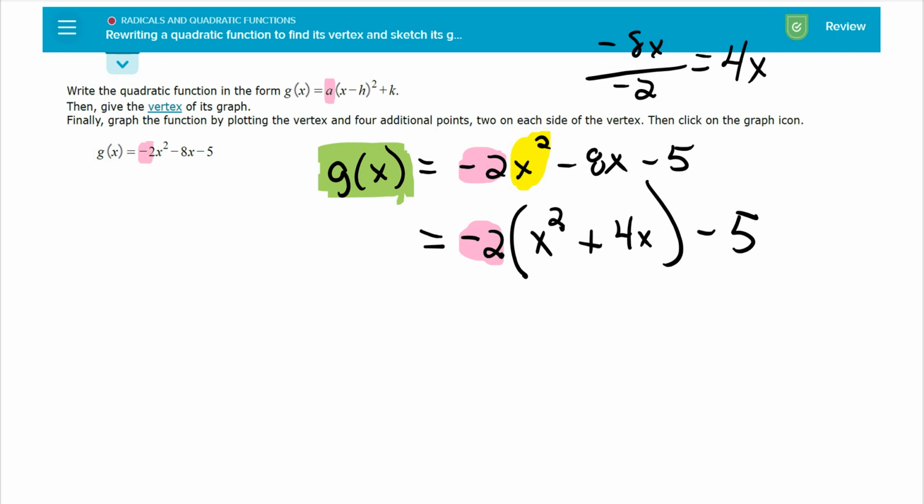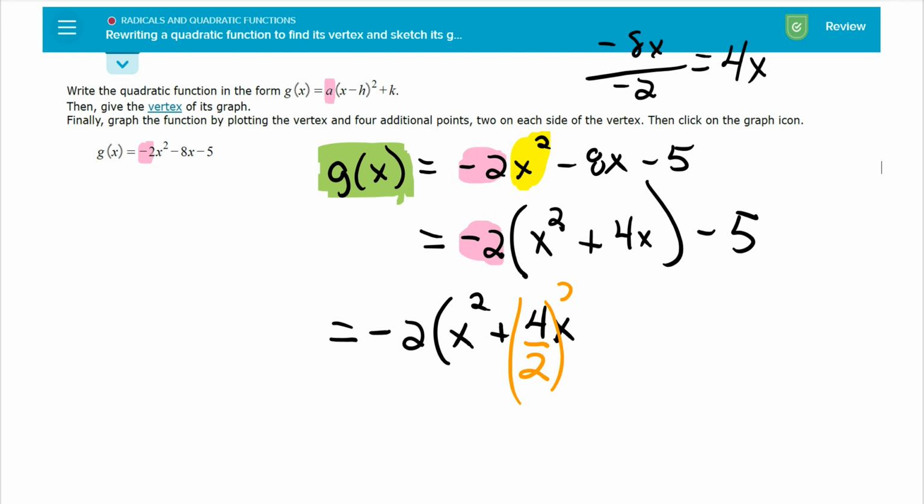All right. Now, what I need, however, inside my parentheses is a perfect square. It's not a perfect square right now. So I'm going to complete the square on this, which means you're going to take your coefficient on your x, divide it in half, and then square it. And that's what you're going to add onto your 4x. So 4 divided by 2 is 2, and 2 squared is 4.